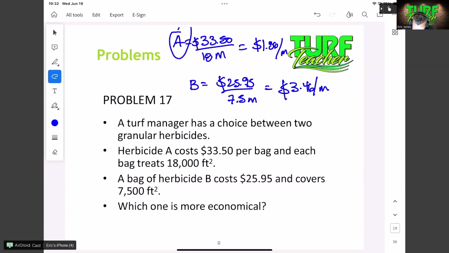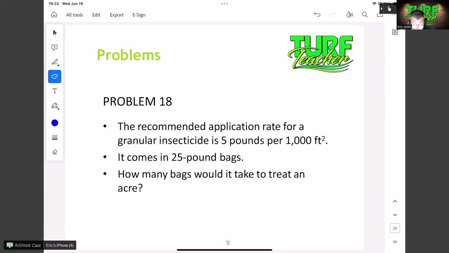With problem number 18, the recommended application rate for a granular insecticide is 5 pounds per thousand. It comes in 25-pound bags. How many bags will it take to treat an acre? So we're going to go ahead and do 5 pounds times the 43,000. We're just rounding up the acre. So we're going to need 220 pounds of the insecticide.